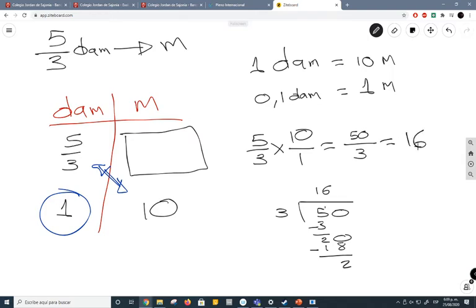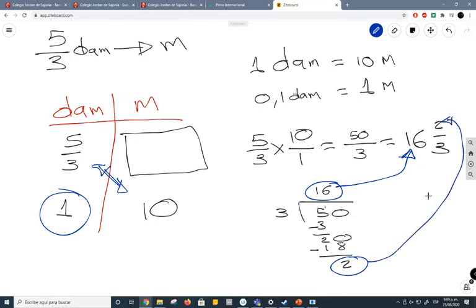What can we say? That the result, the mixed number form, is this one, because the quotient is the whole part, the remainder is the numerator, and the denominator is the same as we had before. Okay, so we can say that 5/3 of decameters is or are 16 meters and 2/3 of a meter.